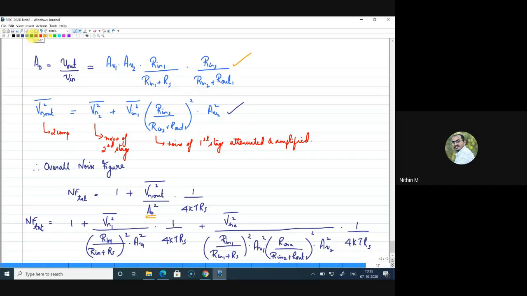Can you tell me what is this first term? The first two terms. So now there are three terms. One is 1. The second term is Vn1 square divided by one factor, and the third term is Vn2 square divided by a huge factor. By closely observing this expression, are you guys getting what these first two terms are?